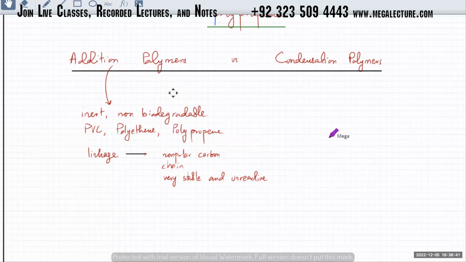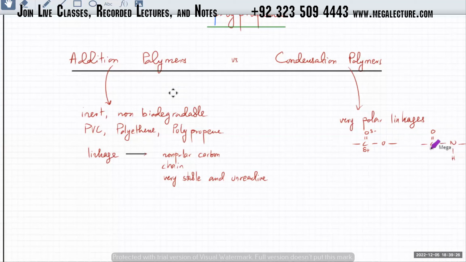On the other hand, you've got condensation polymers. They have very polar linkages. If you have an ester link or an amide link, the carbon has a very strong positive charge and the oxygen has a very strong negative charge. So these linkages are very reactive. Amide is very reactive. Amide even does hydrogen bonding, so it's got strong attraction as well.